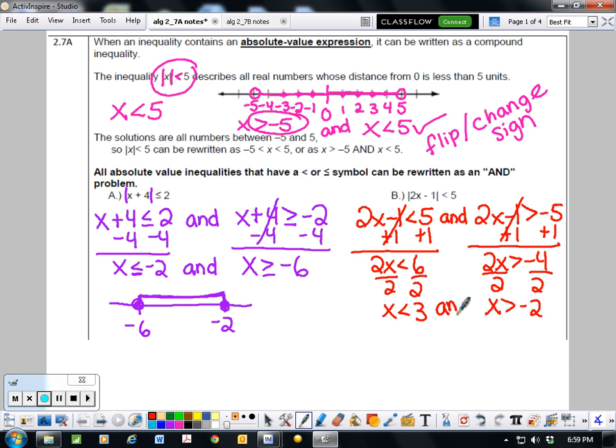And remember, this is an and problem because these are going to come together. So when I look at my number line, I'm going to have the negative 2. And then I'm going to have 3. And these are open dots. So I want x is less than 3, so open dot on the 3, and then it's going to go to the lower numbers. X is greater than negative 2, so open dot on the negative 2, and goes towards the bigger numbers. So they are now joined together.